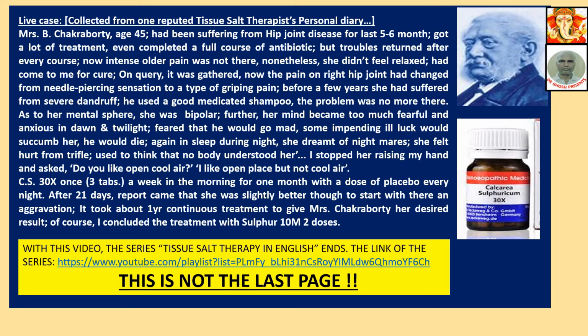I stopped her, raising my hand, and asked, "Do you like open cool air?" "I like open place but not cool air." She is Calcarea Fluorica 30x. Calcarea fluorica 30x, once 3 times a week in the morning for 1 month, with a dose of placebo every night was prescribed. After 21 days, report came that she was slightly better, though to start with there was an aggravation. It took about 1 year of continuous treatment to give Mrs. Chakraborty her desired result. Of course, I concluded the treatment with Sulfur 10 mg, 2 doses.